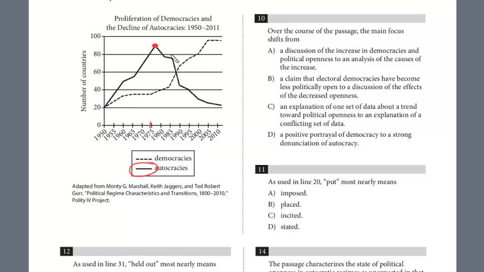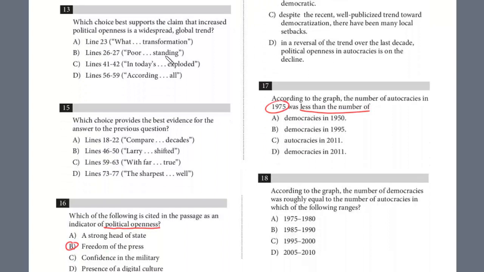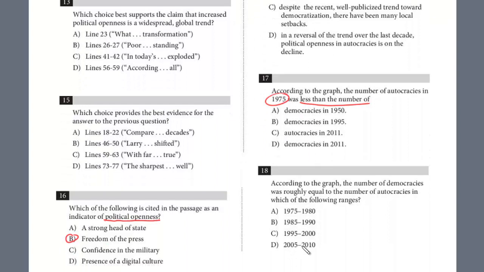How about democracies in 1995? No, it was still more than that. We want less than. How about autocracies in 2011? Well, autocracies in 2011, it was much, much more. How about democracies in 2011? If you draw this horizontal line, you see, right, democracies in 11 was just slightly higher than autocracies in 75. And so the answer there, you just have to be careful reading that question. For number 17, the answer is D.